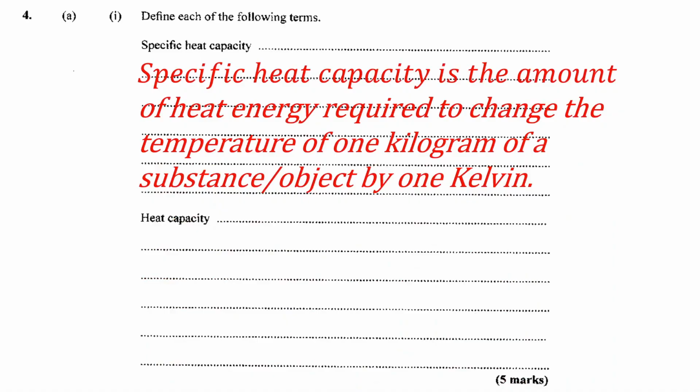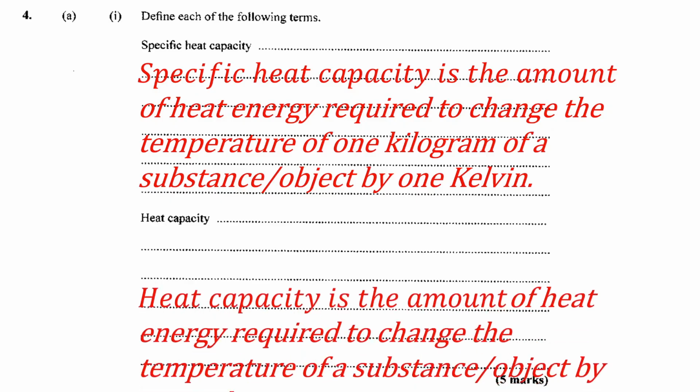Question 4, we're to define each of the following terms: specific heat capacity and heat capacity. So for 3 marks, specific heat capacity is the amount of heat energy required to change the temperature of 1 kilogram of a substance or object by 1 Kelvin.